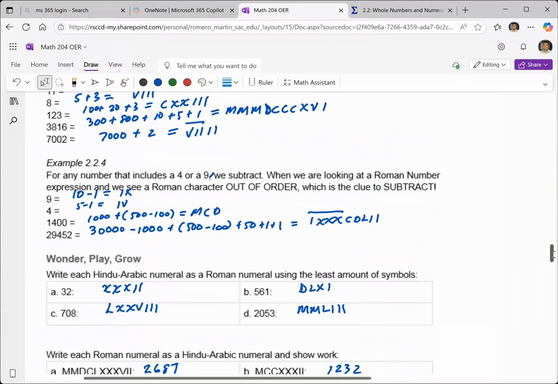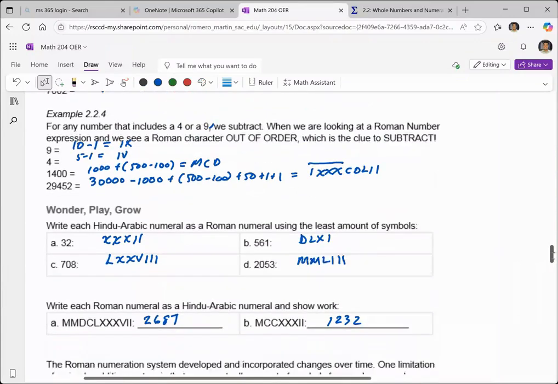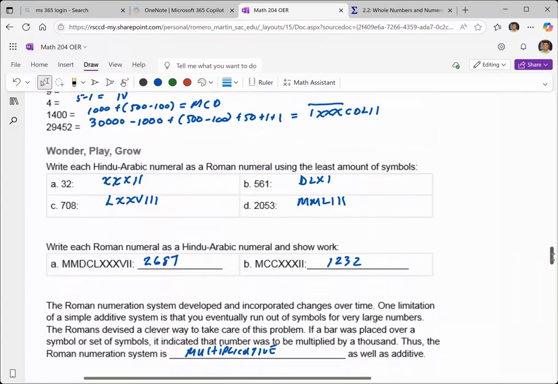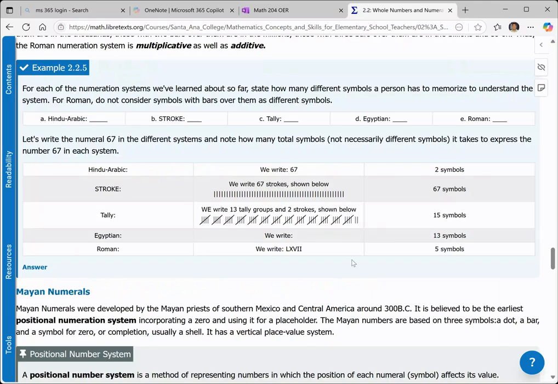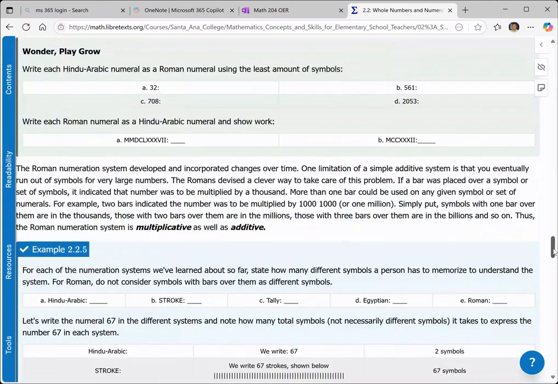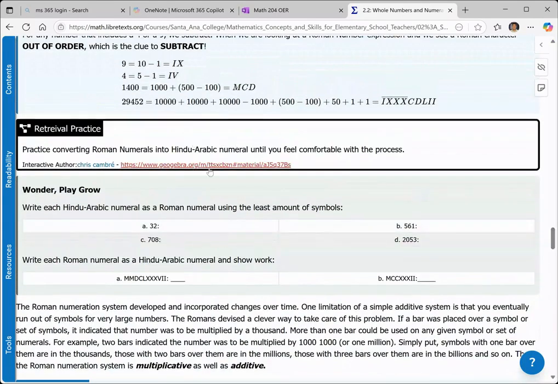Let's go ahead and finish chapter 2.2. We left off on this example here. Here would have been some problems we would have done in class to work together, but you can go ahead and try those, and you have the answers to compare to see if you get them. You also have that link I shared in the textbook, checking this retrieval practice that leads you to Roman numerals. So keep that in mind there.